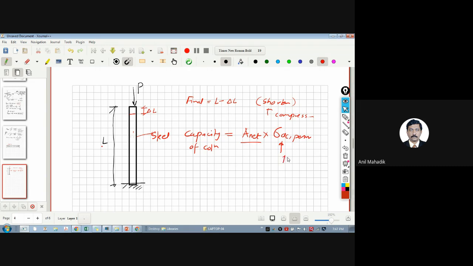Can I take 150 Newton per mm square in this case? Because the material is same. Yes or no?